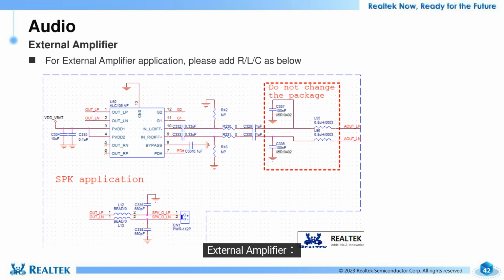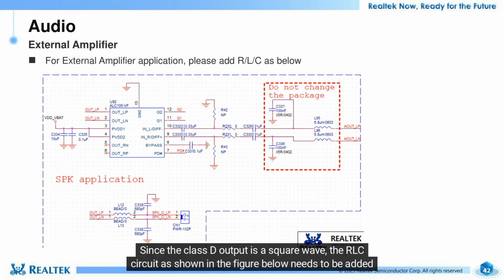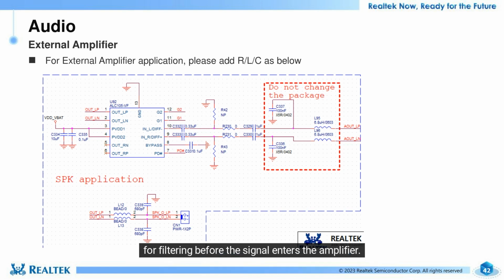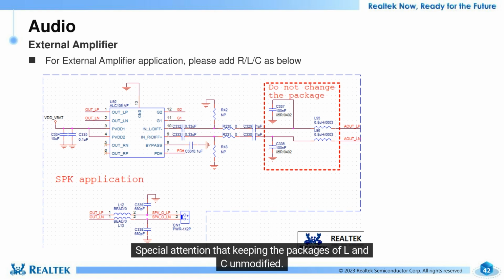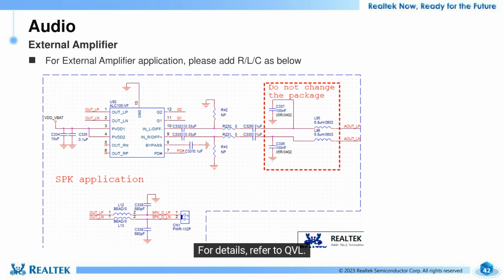External amplifier. Since the Class D output is a square wave, the RLC circuit as shown in the figure below needs to be added for filtering before the signal enters the amplifier. Special attention that keeping the packages of L and C unmodified. The values of L and C are different for different PA product types. The general recommended selection value is the combination of 6.8 uH plus 100 nF. For details, refer to QVL.